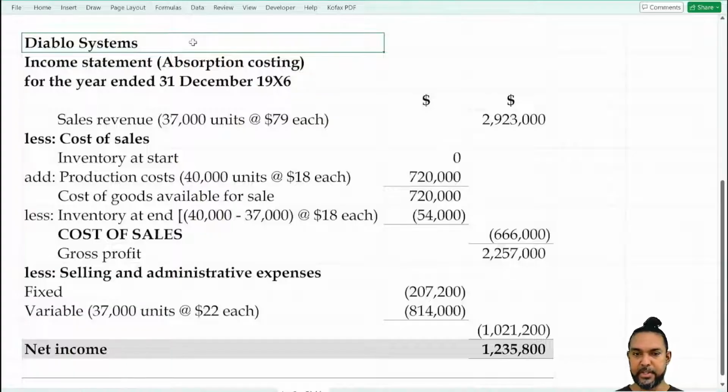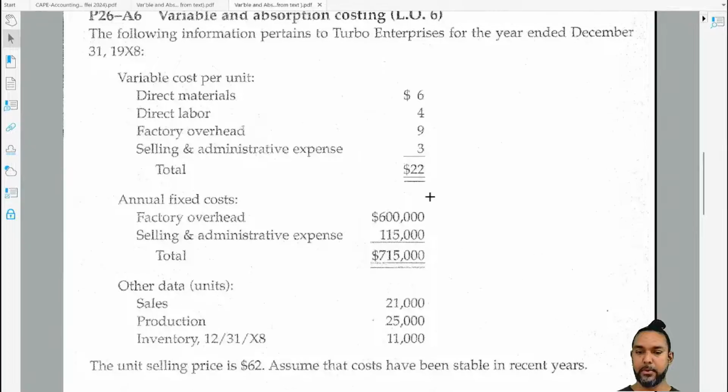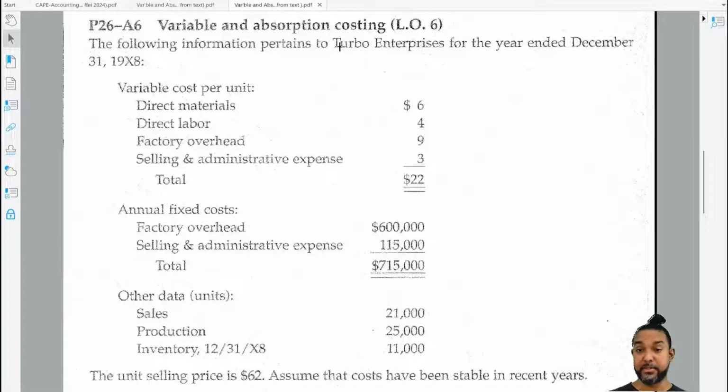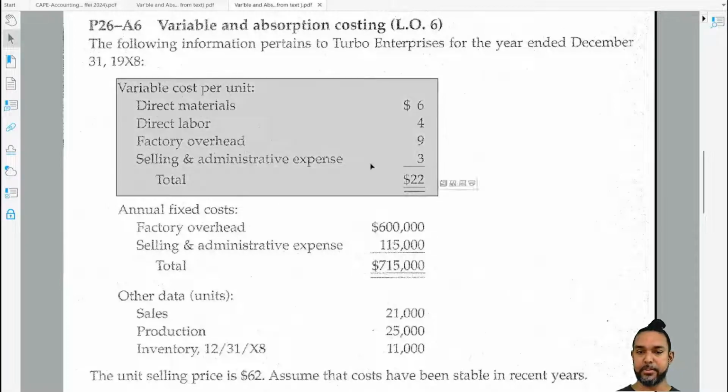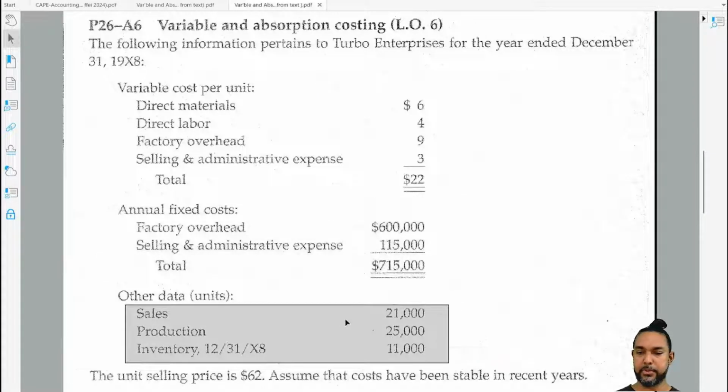Cool, all right. So folks, I think we have time for one more question. So that's where Turbo comes into play. So give me 1 sec, let me pull up Turbo on the screen. All right, so the following information pertains to Turbo Enterprises for the year ended December 31st, 19X8. So you have a variable cost per unit: direct material 6, direct labor 4, factory overhead 9, selling and admin 3. So they threw this in there to kind of, all right. Annual fixed costs, okay, factory overhead 600,000, selling and admin 115. That's admin, okay. Other data, so we sold 21,000, but we produced 25.